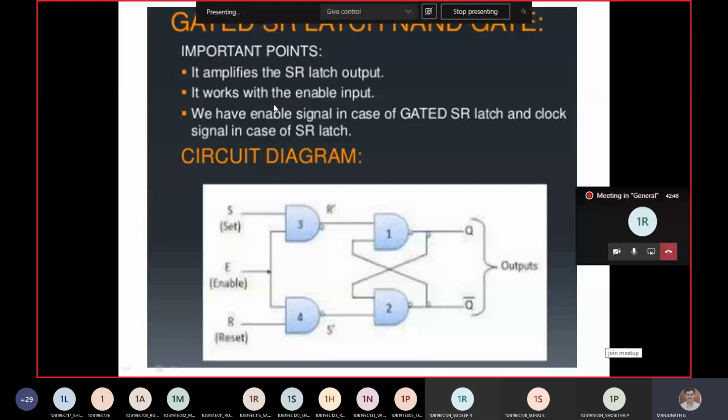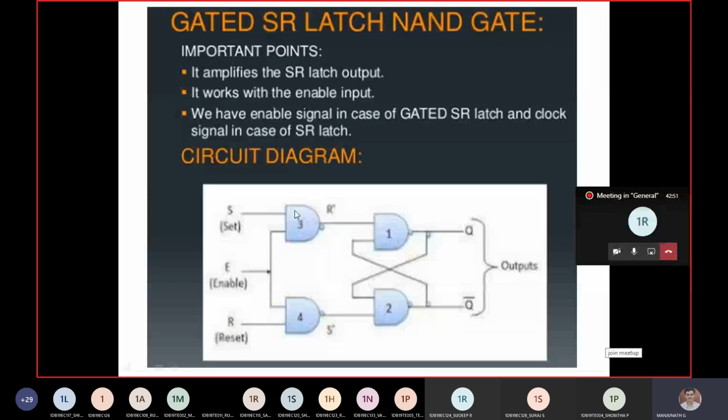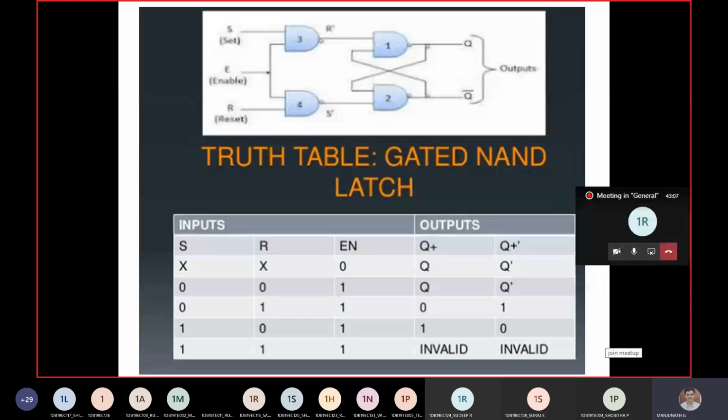Enable. So diagram you can look at here. S is there, R is there. So one input of each has been shorted and given to enable. So enable pin is controlling your gated. That is the meaning of gated: I am controlling. So this is realization using completely NAND. Same way you can get the truth table also.